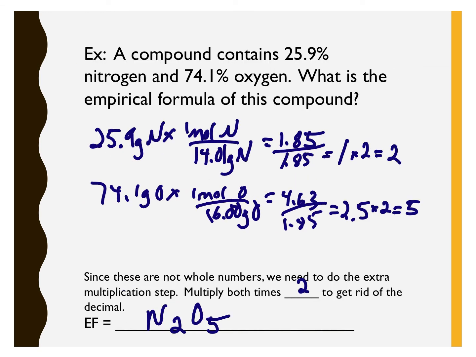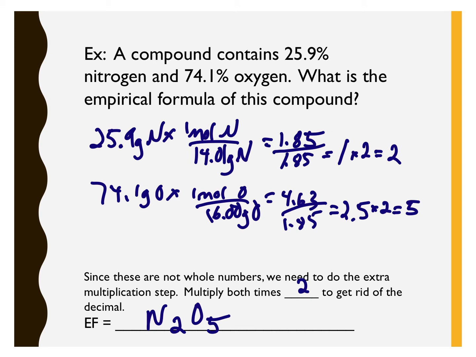Okay, now we have one that's also in percent, so this one's going to take a little bit more work. Write down your percentages, 25.9 and 74.1. Then we're going to find both of their molar masses. 1 mole of N is 14.01 grams. Again, don't worry about it being diatomic here, it's in a compound. For O, we already looked that one up earlier, it's 16.00. Divide, and you get 1.85 and 4.63.